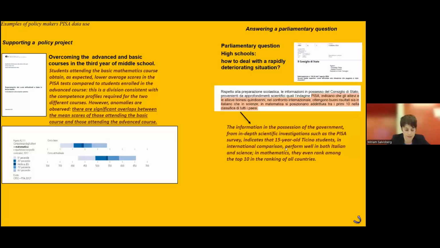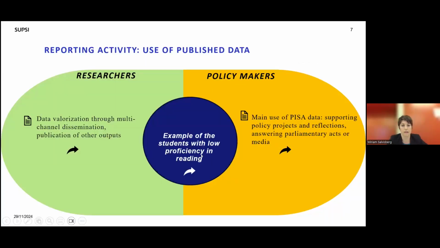And a second example involves a parliamentary question concerned with the preparedness of new high school students. PISA data is cited here to show that 15-year-old students in the canton perform well compared to international results. Both examples are based on data published in the cantonal report. And to illustrate how researchers and policymakers can find common ground, we will show you a recent example.